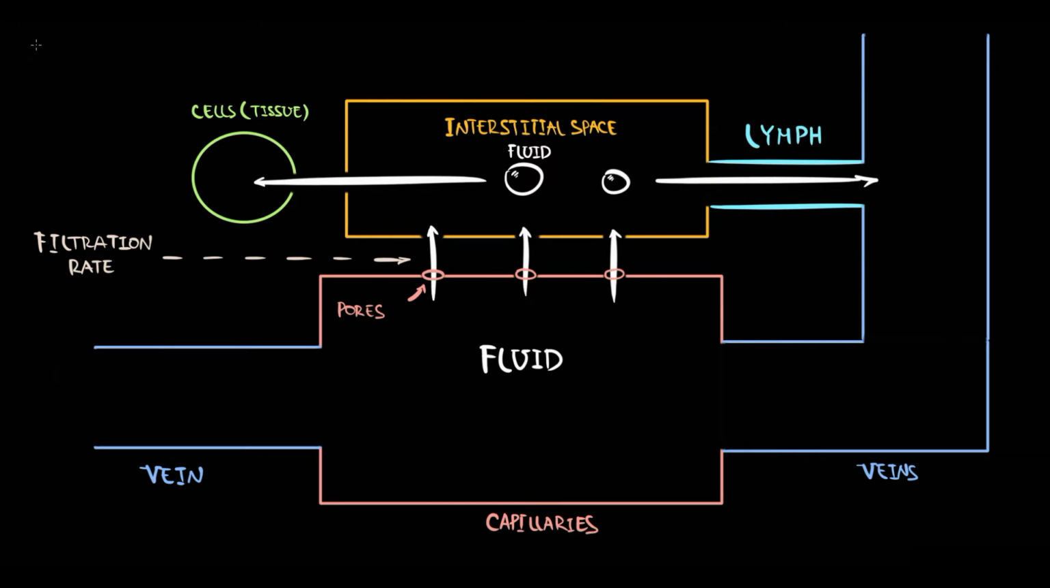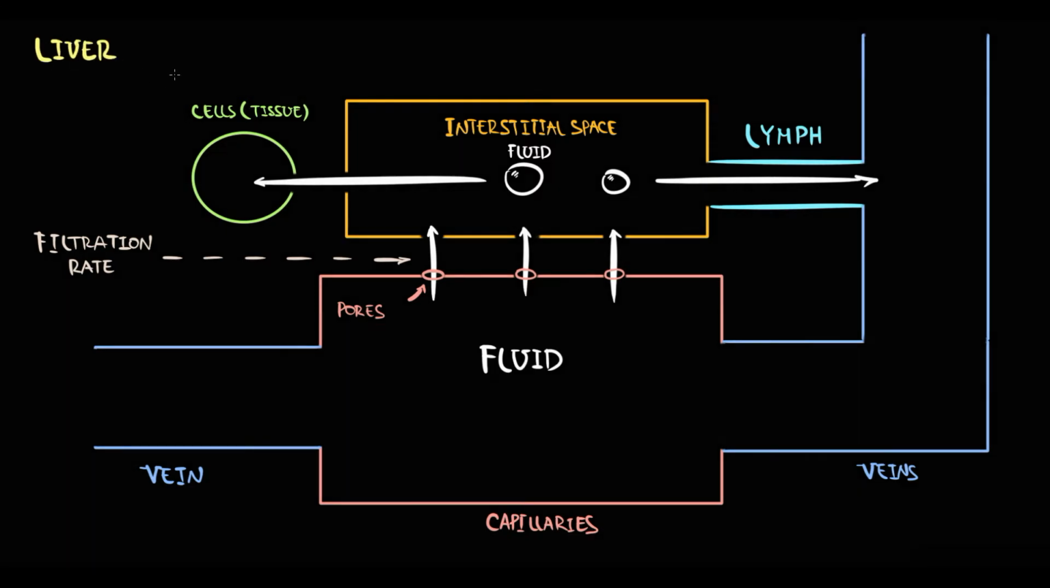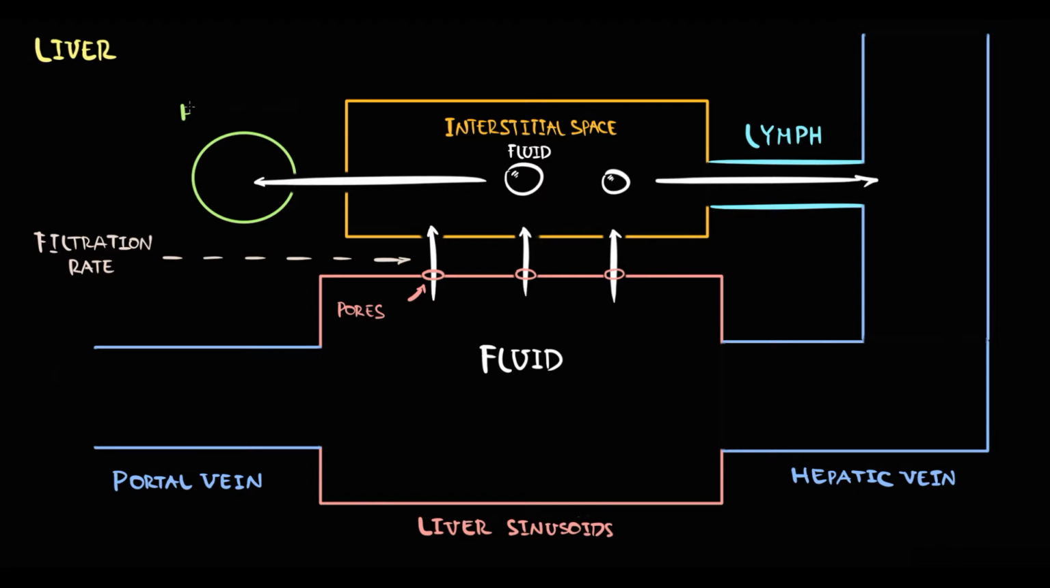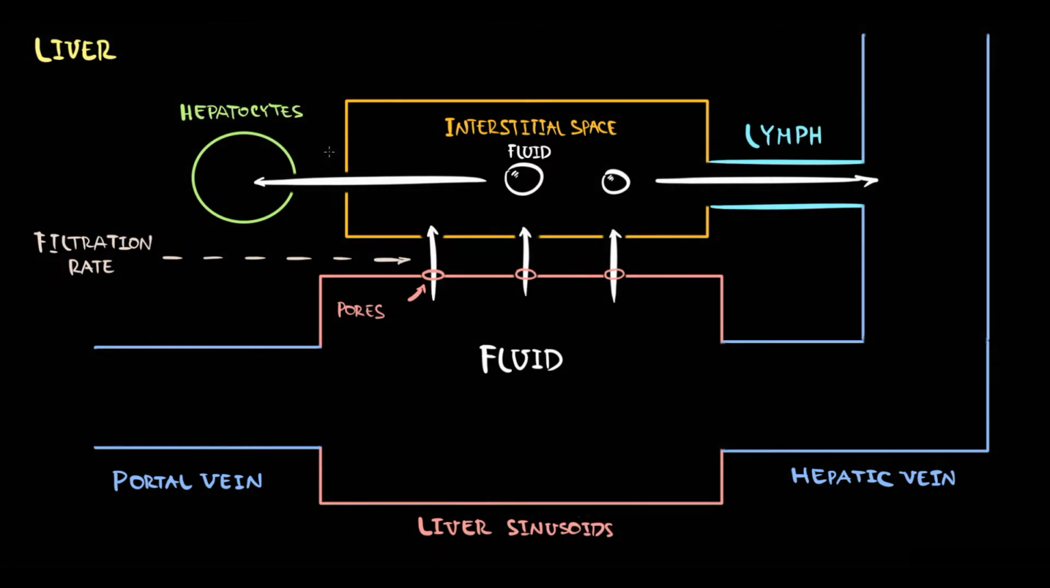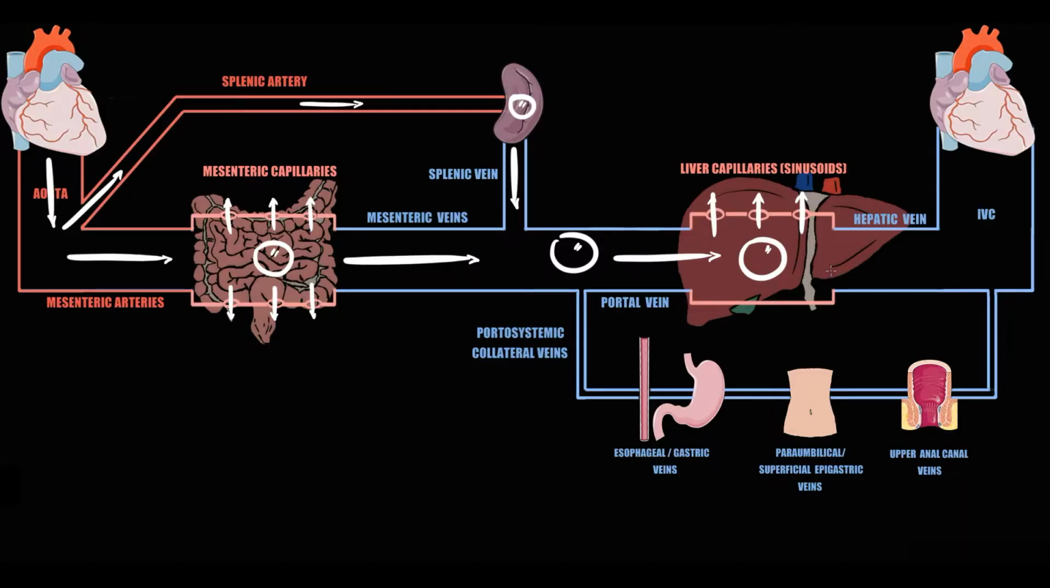The difference is that in the case of liver tissue, the vessel that delivers blood to liver capillaries is the portal vein, liver capillaries are called sinusoids, the vessel that provides outflow of blood from capillaries is the hepatic vein, and cells that compose liver tissue are called hepatocytes. After fluid exchange in liver capillaries, blood goes to the hepatic vein, and from the hepatic vein, blood is drained to the inferior vena cava.